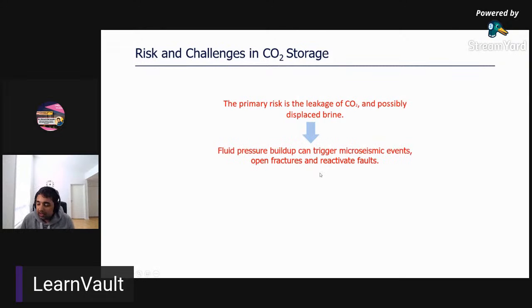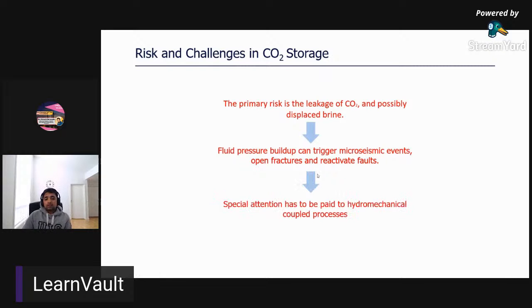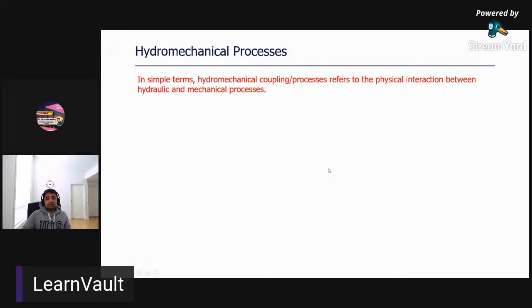This leakage can happen because of the fluid pressure buildup, like I mentioned, and it can trigger microseismic events, open fractures, and reactivate faults. So to understand whether this leakage would happen or not, you would need to pay special attention to hydromechanical coupled processes. Now, what are those hydromechanical coupled processes? This hydromechanical coupled process mainly refers to the physical interaction between the hydraulic and the mechanical processes.